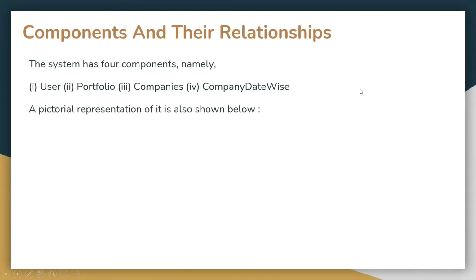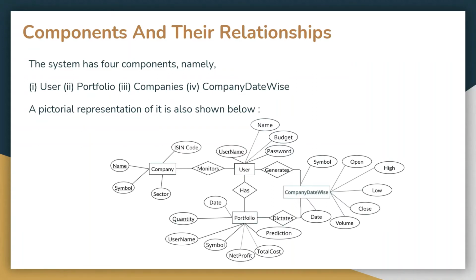Components and their relationships. The system has four major components, namely user, portfolio, companies, and company date-wise. The diagram below is a pictorial representation of how data has been stored in the MySQL database. So basically, the user entity contains the details of the user like username, password, budget, and many other attributes, while the company entity contains the details of the company, and the company date-wise entity contains the stock prices and other related info date-wise.